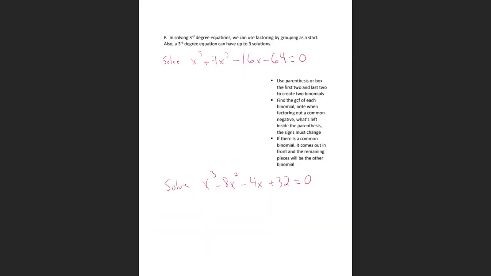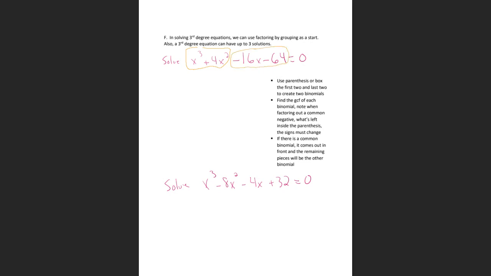So now, this brings us to third degree equations. What we're going to do here is, since there's going to be 4 terms, we're going to use grouping as a strategy. I usually use what's called the box method for me. It just helps me see things better. So I'm going to draw a box around the first 2, and I'm going to draw a box around the second 2. This usually works for most of the things we're doing.